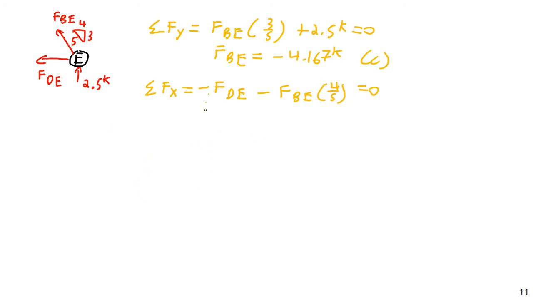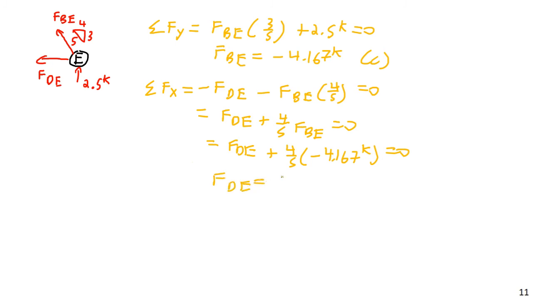So, working through this, what I'm going to do next is multiply across by negative 1, because both of these are negative. So it just makes the algebra a little easier. FDE plus 4 fifths FBE is equal to 0. And then I can put in FDE plus 4 fifths times my negative 4.167 kips equals 0, and I will find that FDE is equal to 3.333 kips. I'll use 3 decimal places for each of these, which will be in tension.